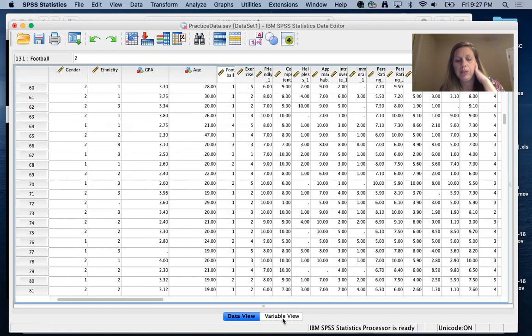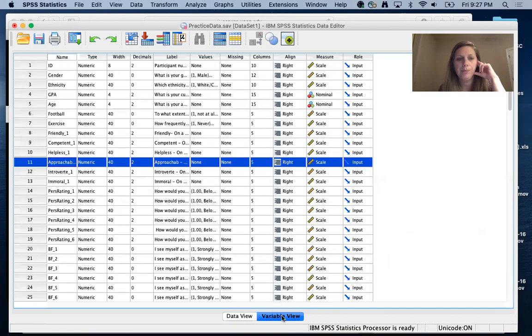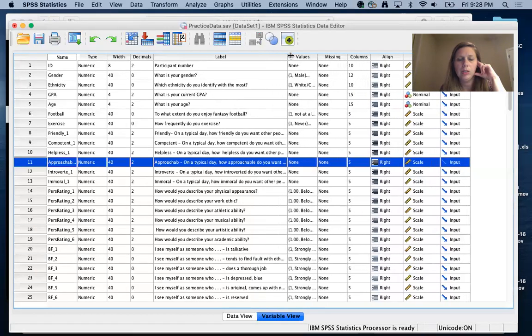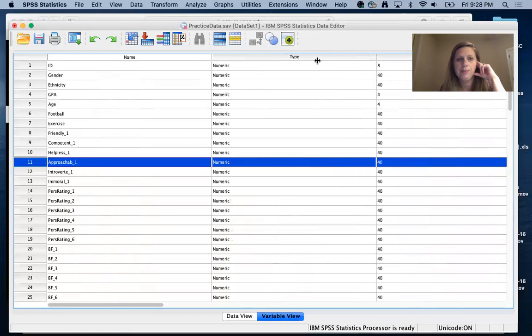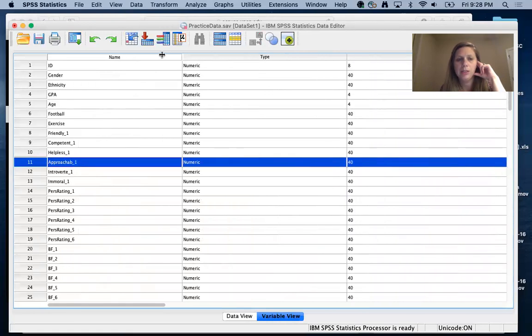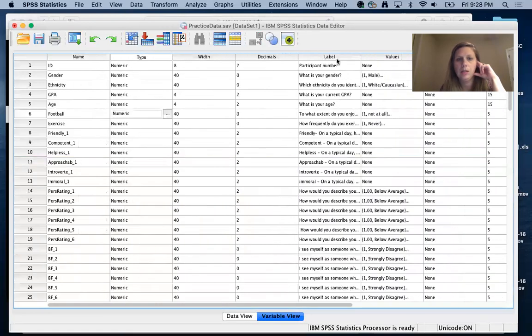So if you come down here and click on variable view, okay, and then I'm going to pull these little sections out so you can see more of the questions. Oh no, it did it for all. I hate it when it does that. Okay. Go back, go back.